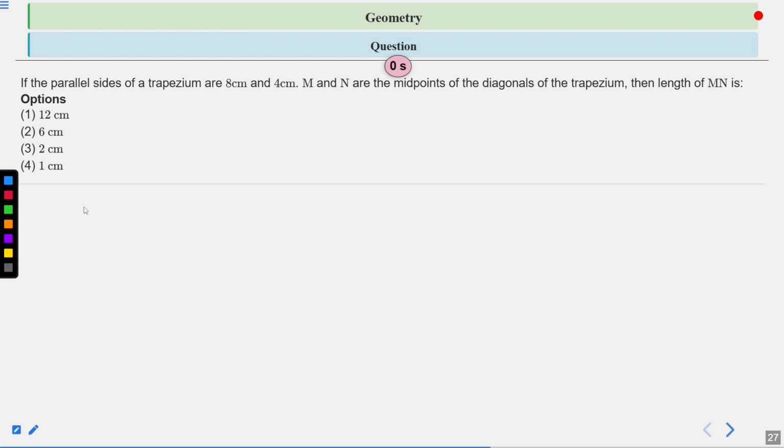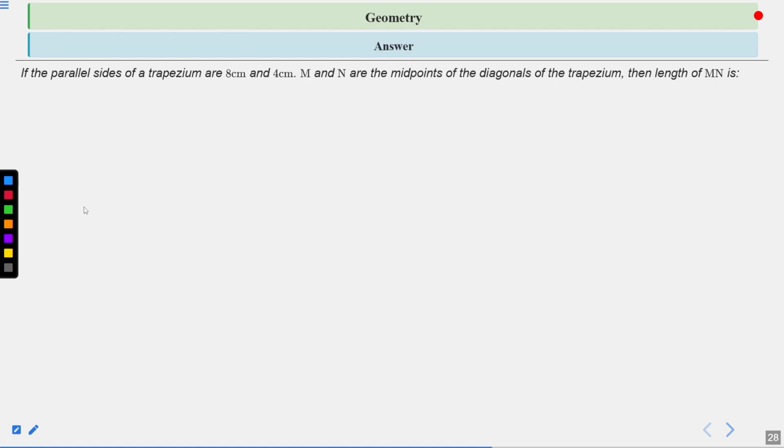Now time's up. Let's see the solution of this question. If the parallel sides of a trapezium are 8 centimeter and 4 centimeter, and M and N are the midpoints of the diagonals of the trapezium, then what is the length of MN? We can calculate it by using the formula. The correct answer of this question is the third, which is 2 centimeter.